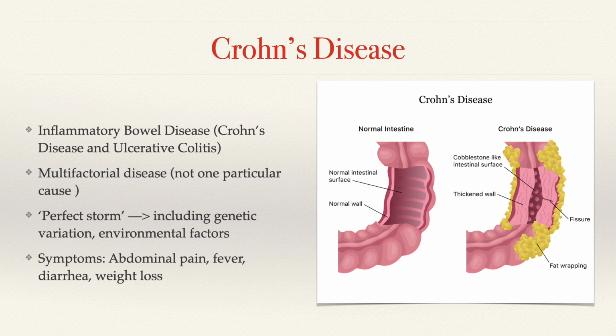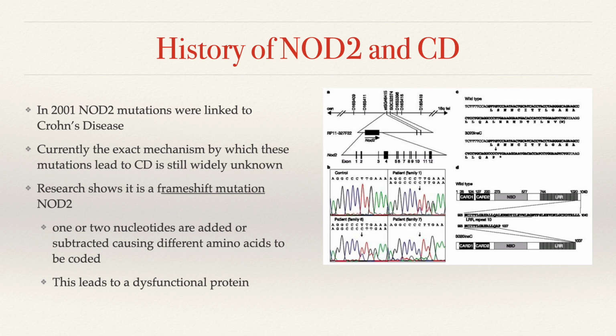And the symptoms include inflammation in the gut, abdominal pain, of course, fever, diarrhea, and weight loss. Specifically, NOD2 was linked to Crohn's disease in 2001, and we still don't know the exact mechanism by which this mutation leads to Crohn's. As we talked about earlier, the nuclear factor kappa B. We don't know whether that's overstimulated or understimulated.